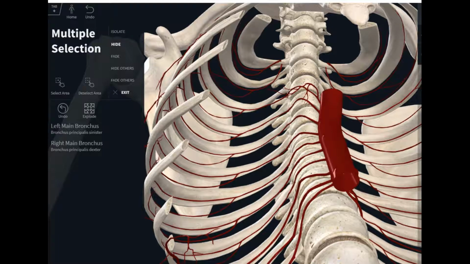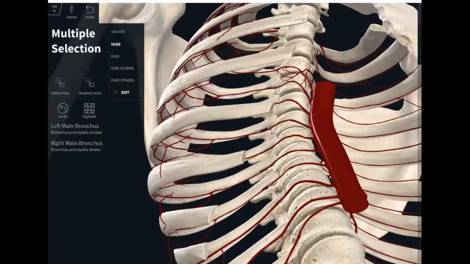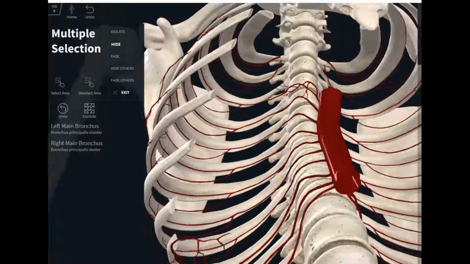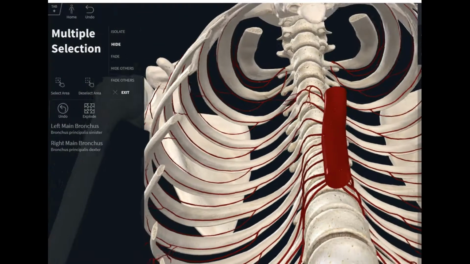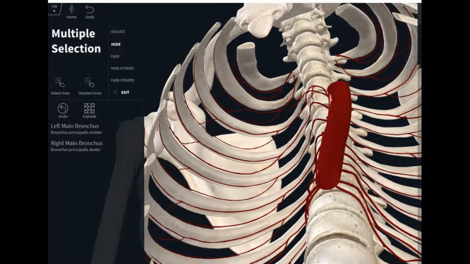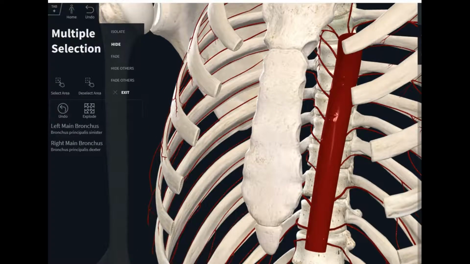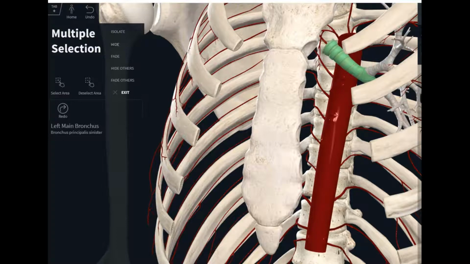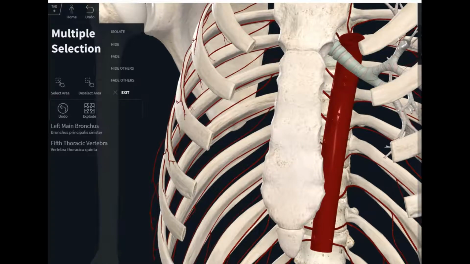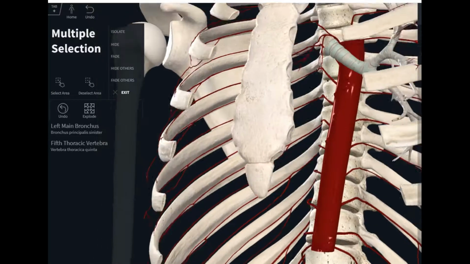So the next thing that one can observe here is the bronchial artery. If you look at the bronchial artery, it's quite difficult to notice because it's situated right on the anterior side of the spine, approximately at the level of thoracic vertebrae 5 and 6, near the point where there's a bifurcation of the trachea.